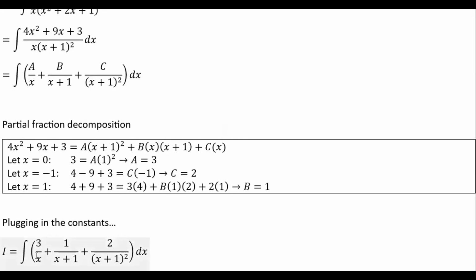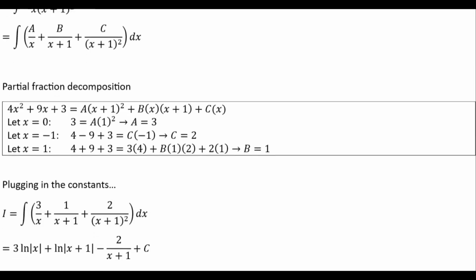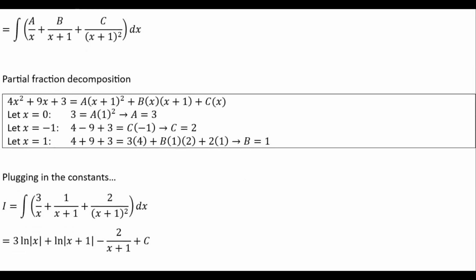This first one's easy to integrate. That's just log. This one's also log. This third one is just power rule. So this is our answer. 3 ln x plus ln of x plus 1 minus 2 over x plus 1 plus C. Don't forget the absolute values for the logs.